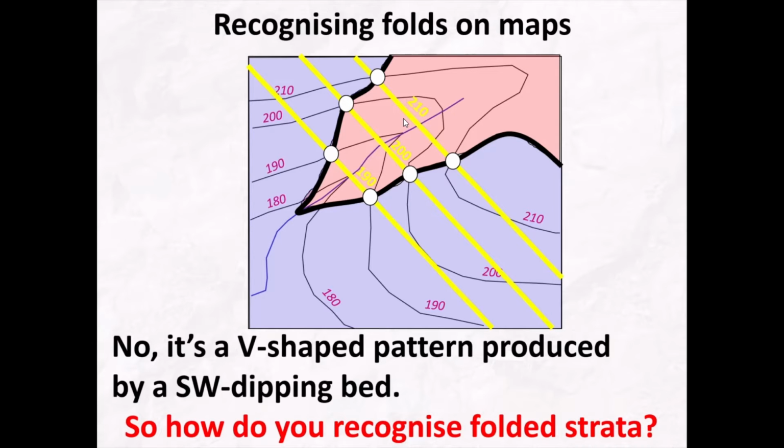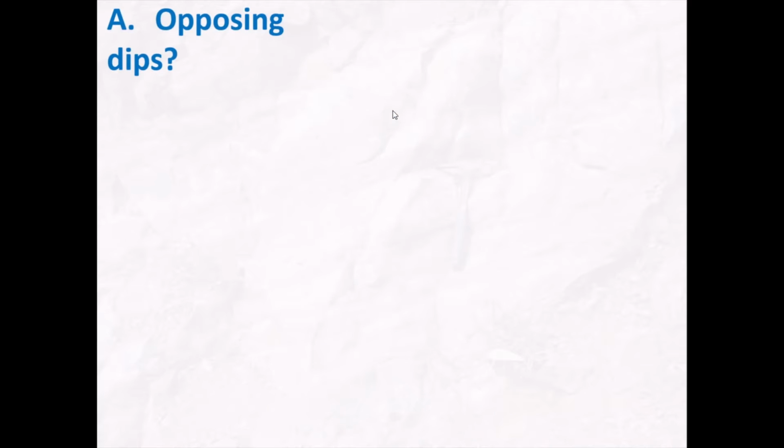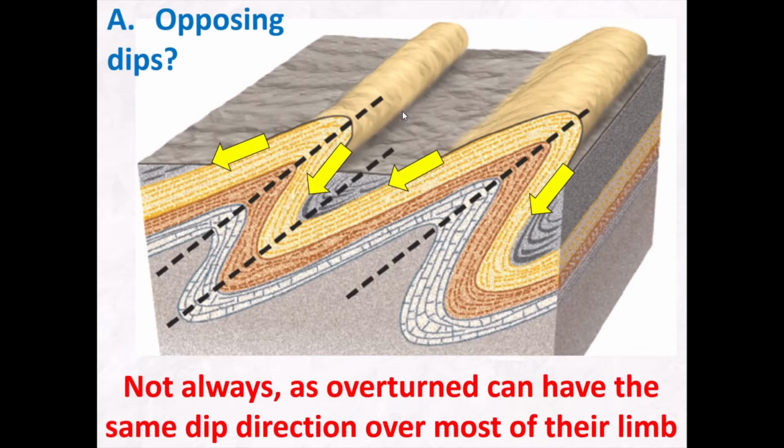So how then do you recognize folded rocks? Well, the first answer might be opposing dips, and they're a pretty good indicator. If you have one of those folds that we saw in the first slide, if you had an antiform, those limbs would be dipping in different directions.